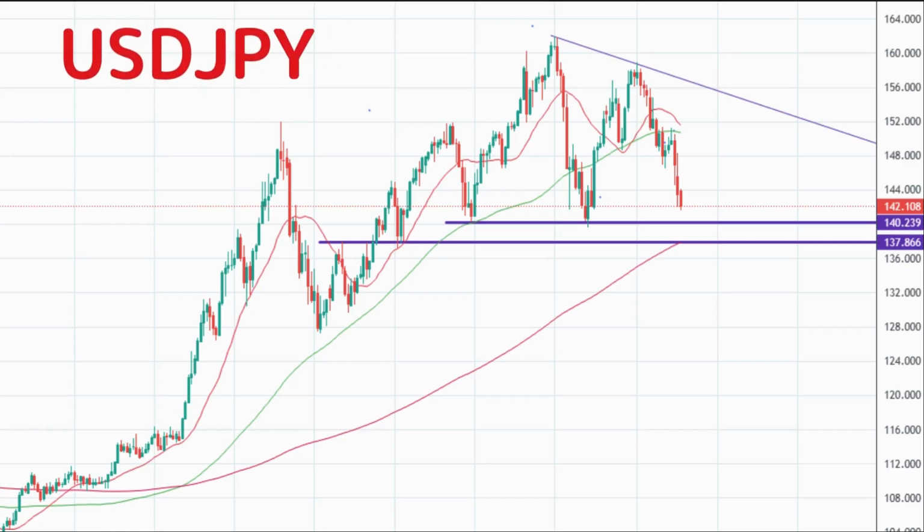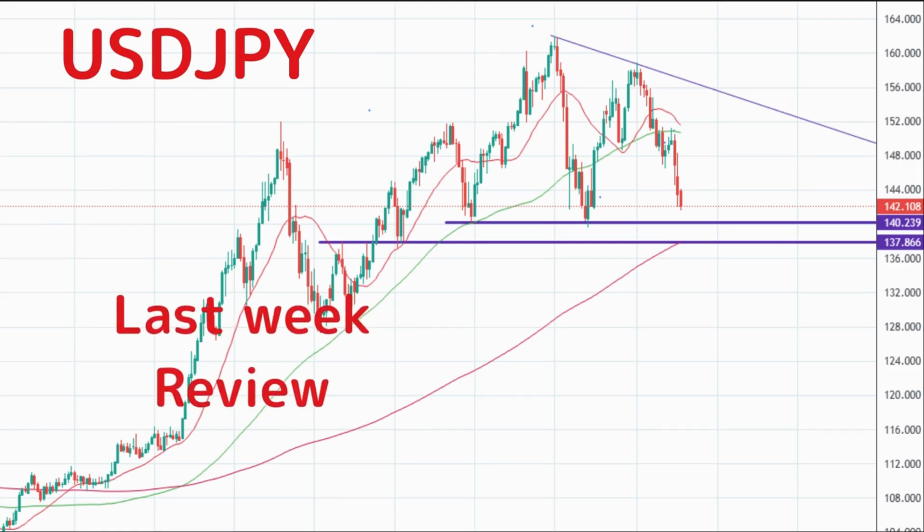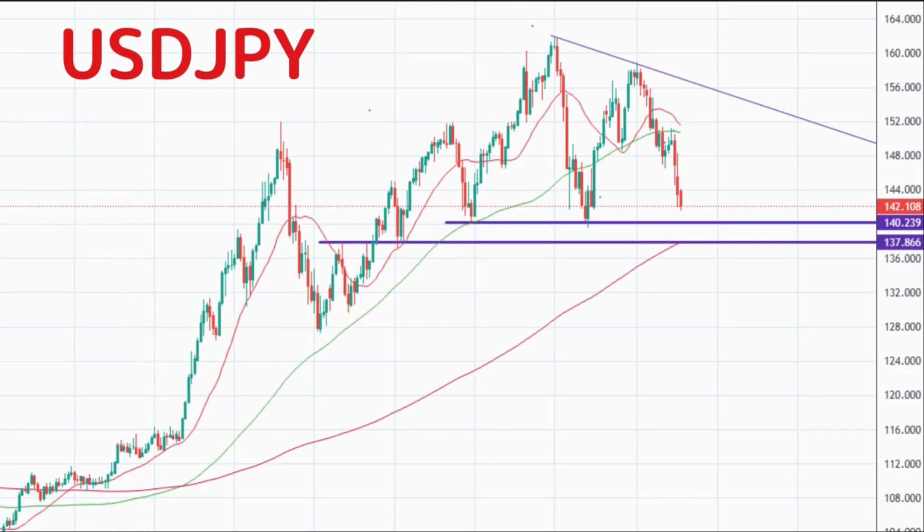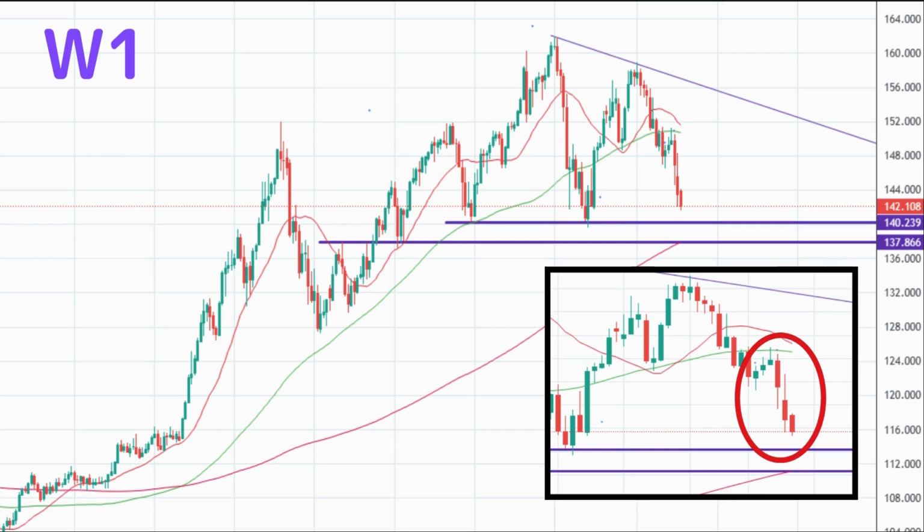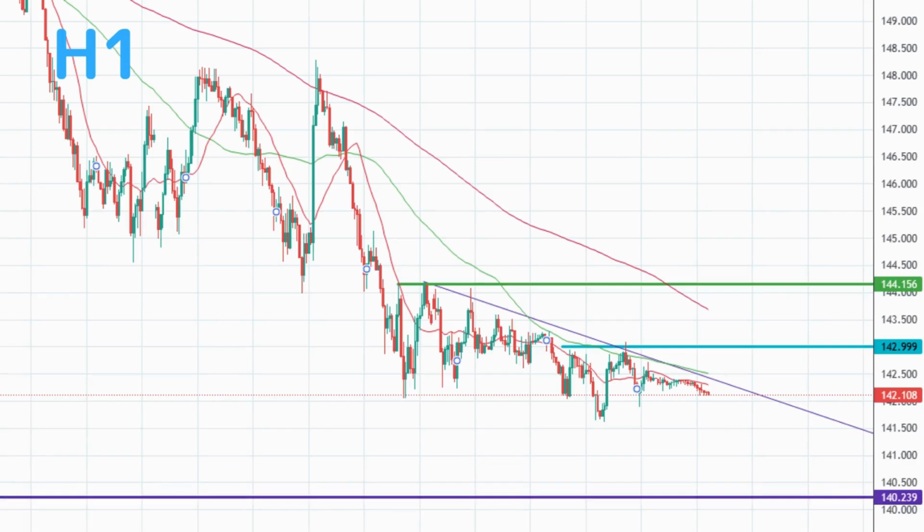Let's take a look at the USDJPY chart. First, we'll go over this week's price action. This is the weekly chart. This week, we had a bearish candlestick with almost no wicks, marking the third consecutive bearish week. The key point going forward is whether this downtrend will continue next week or if we'll see a rebound or some consolidation. Now here's the 1-hour chart.